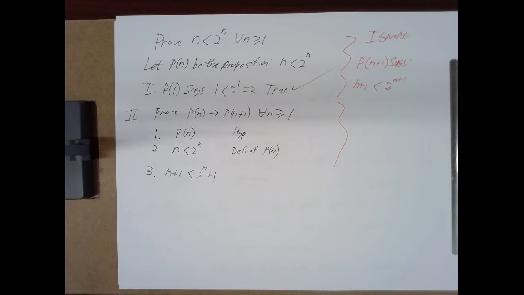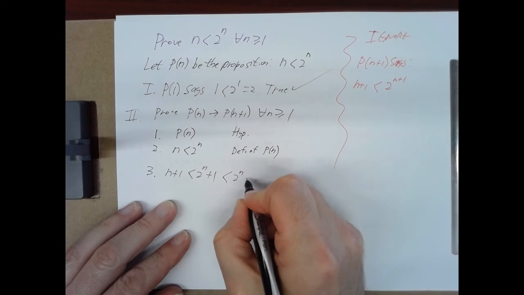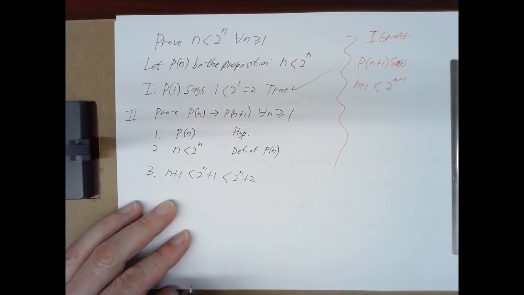Say again? No, that's the right direction. Okay. If you had 2, right, doesn't that become 2n plus 1? This is less than 2 to the n plus 2, but that's not 2 to the n plus 1. Oh, okay.